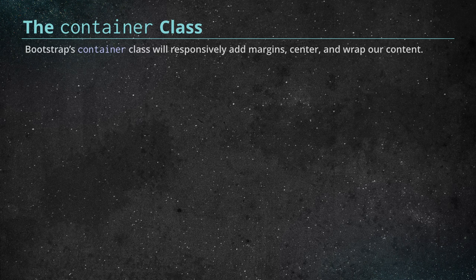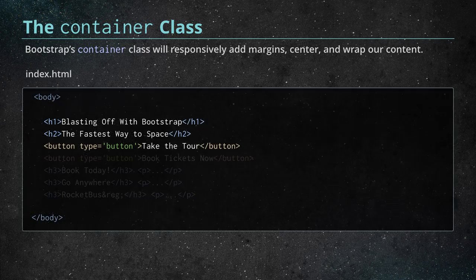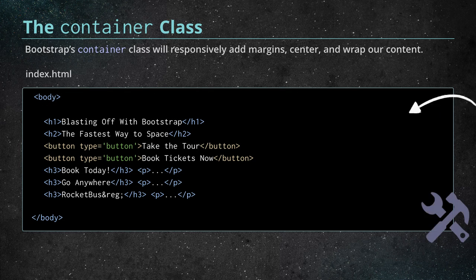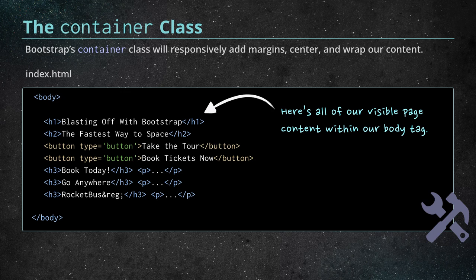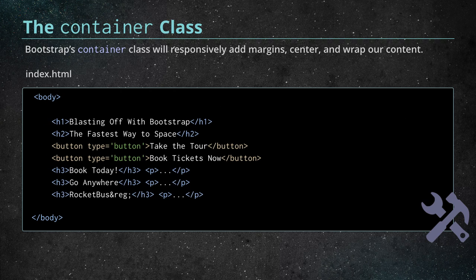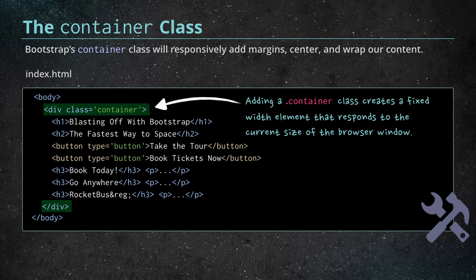The container class will responsively add some margins and center our content, but what do we add the container class to? In this case, we're going to wrap all of that content in a div, and we want that div to responsively add margins and center our content. To do that, we can add a class of container, which will create that fixed width element that will respond to the current size of the browser.